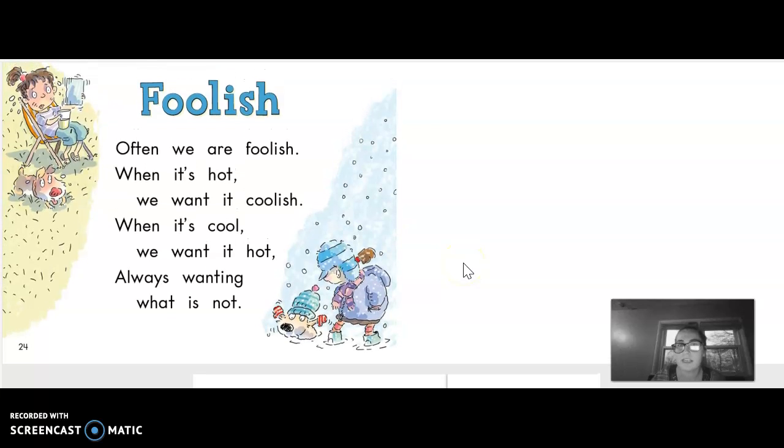Which poem was your favorite today? Why? What's your favorite season? It was nice to read different poems about all the seasons so we could all read about our favorites today.